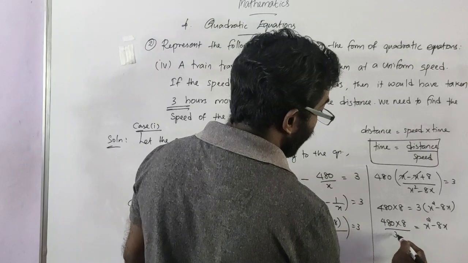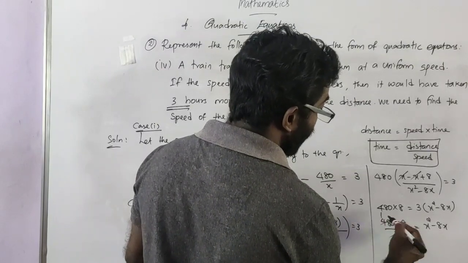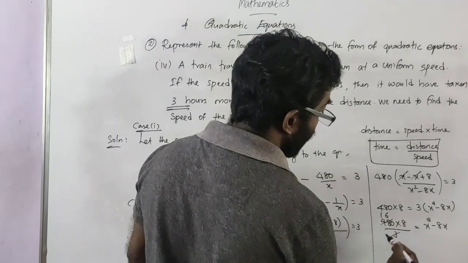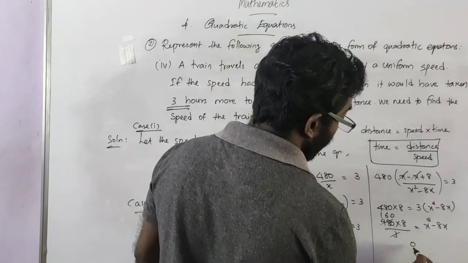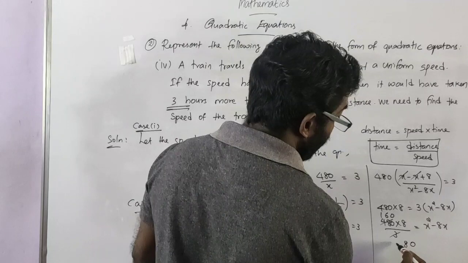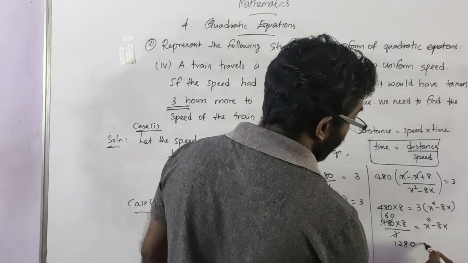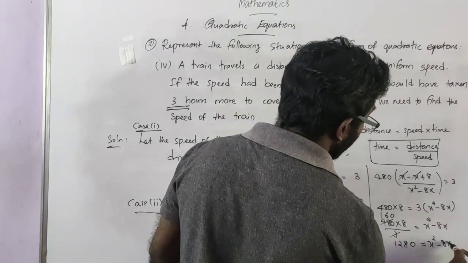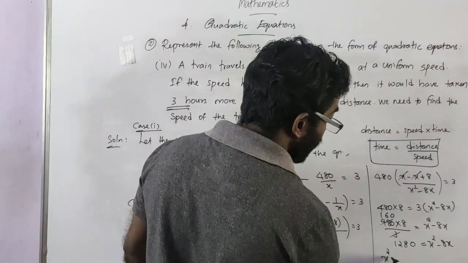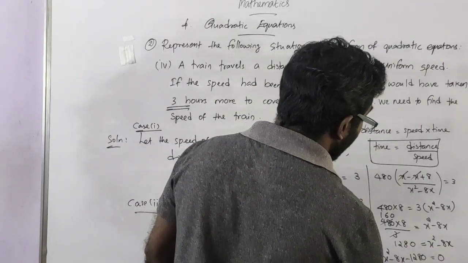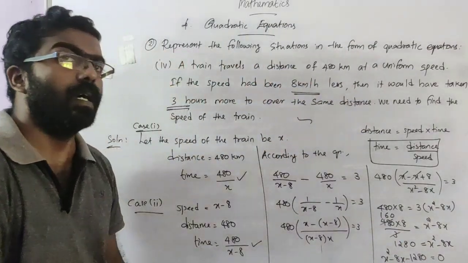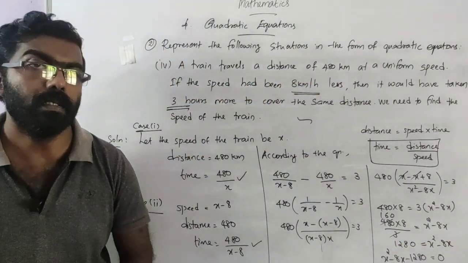We can cancel 480 and 3. 3 ones are 3, 3 sixes are 18, then 0. So 160 into 8. 1280. Okay. Which is equal to x square minus 8x. Or we can write x square minus 8x minus 1280 is equal to 0. This will be the required quadratic equation.